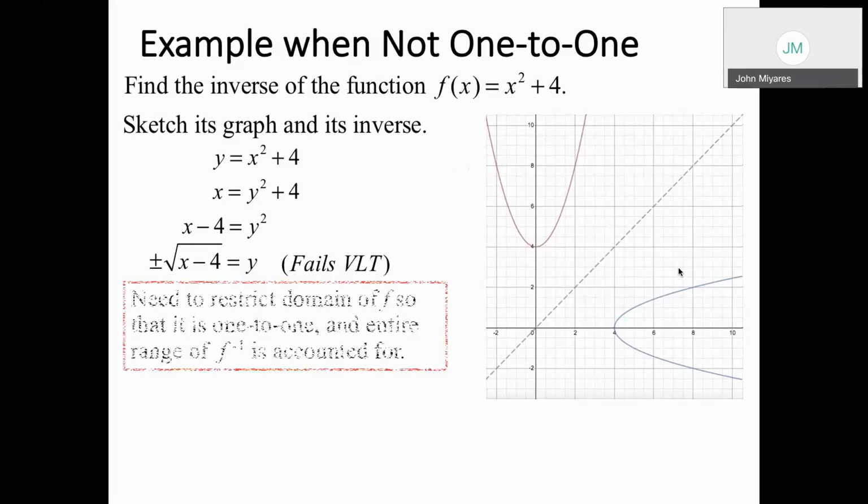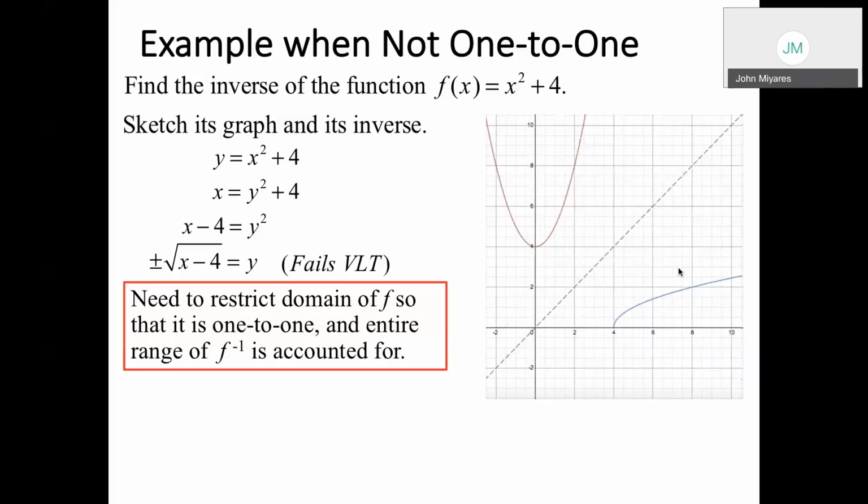That is, we need to restrict the domain of f so that it will be a one-to-one function, and we will still account for the entire range of f inverse. So there are multiple ways that we can do this, but the conventional approach when it comes to square roots is to assume that this root that I want will be the positive square root. So we'll remove the bottom half of our sideways parabola, and now the blue graph is going to pass the vertical line test.